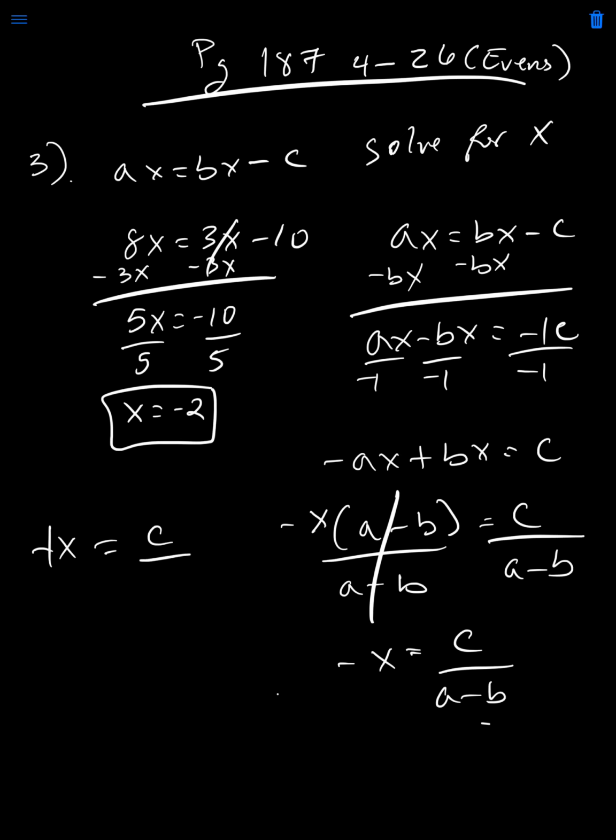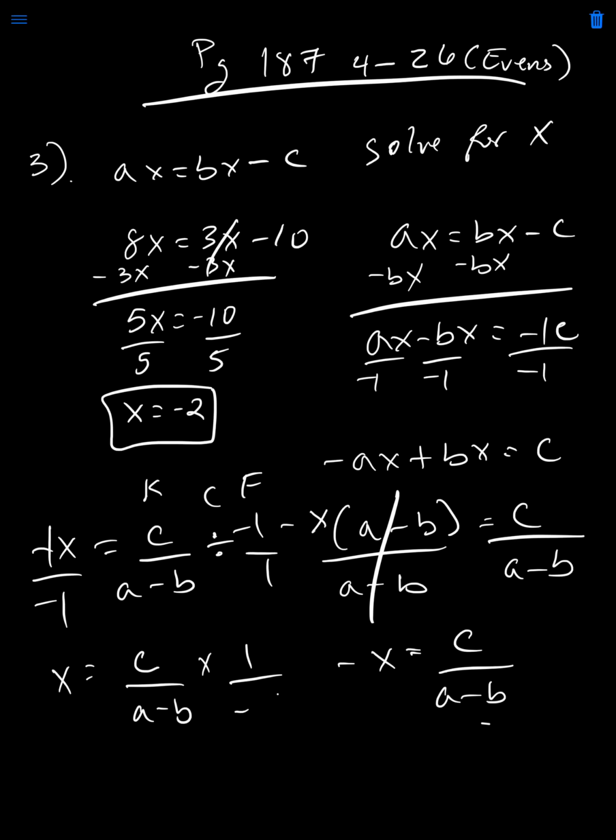Divide both sides by a minus b. So negative x equals c over a minus b. This is the same as saying negative 1x is equal to c over a minus b. So divide both sides by negative 1. I'm going to do the keep change flip. So that's c over a minus b times 1 over negative 1.